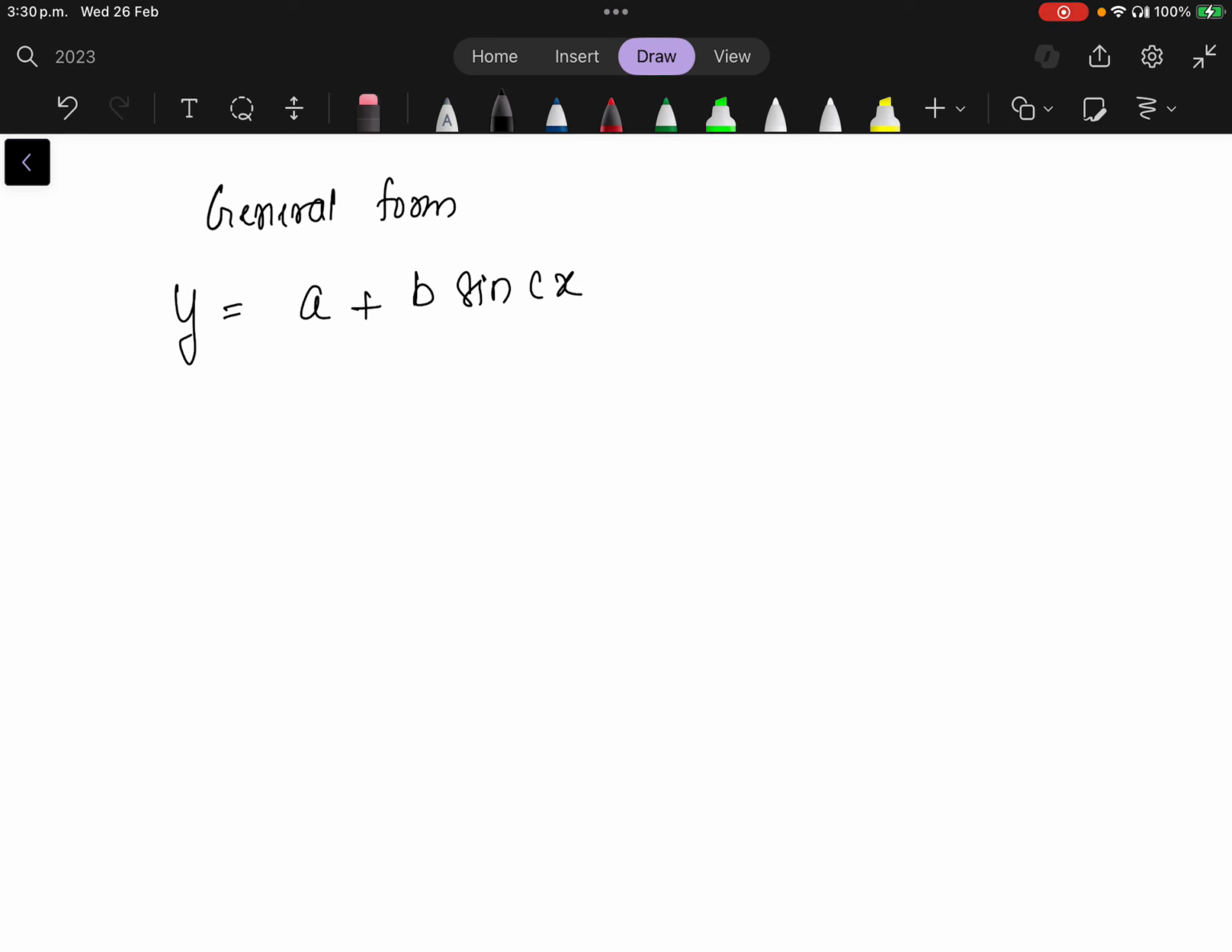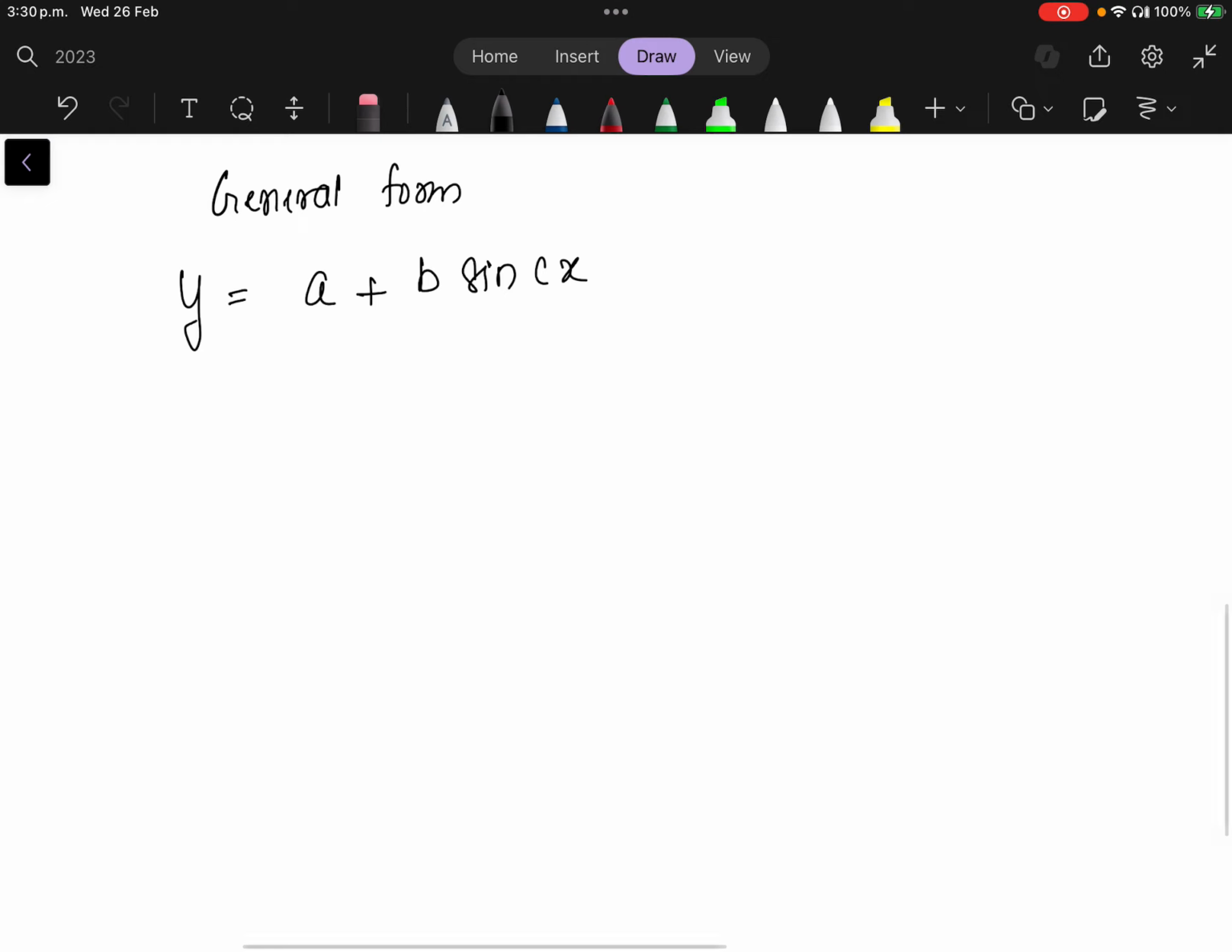there are five things which you need to learn. We need to memorize this. We need to make it thorough in your mind so that as and when you get a graph question, you will be able to find this out. So let's learn the first thing. Whenever you have a general form like this, y = a is the midline.